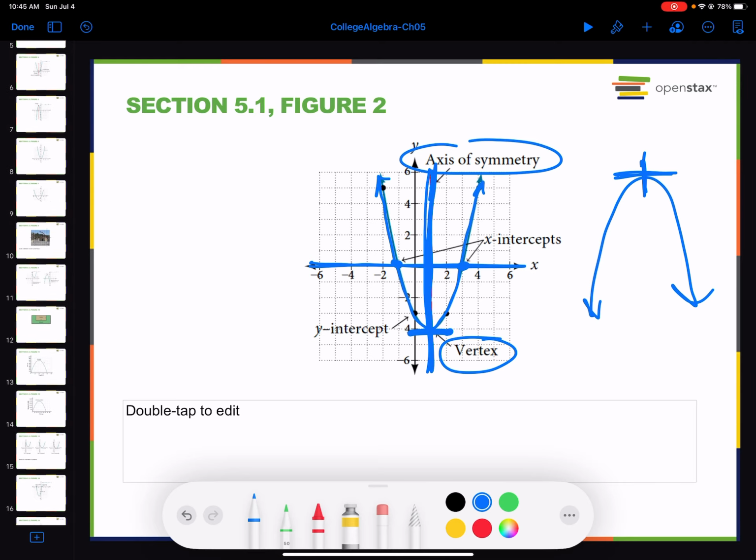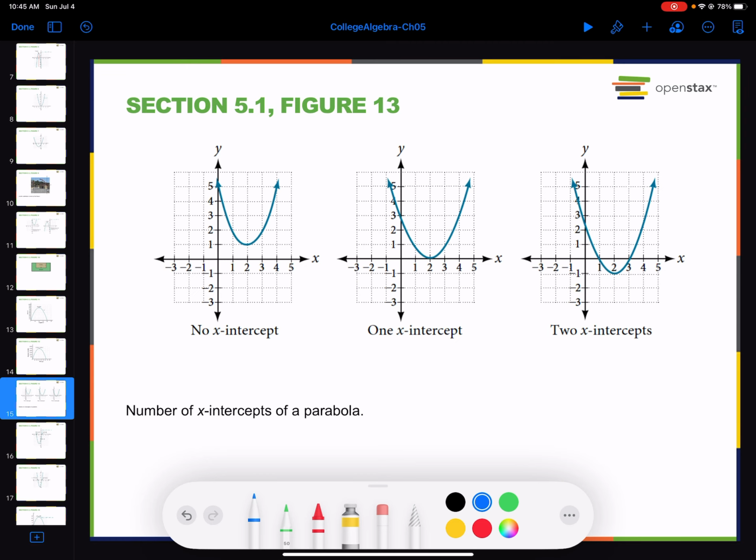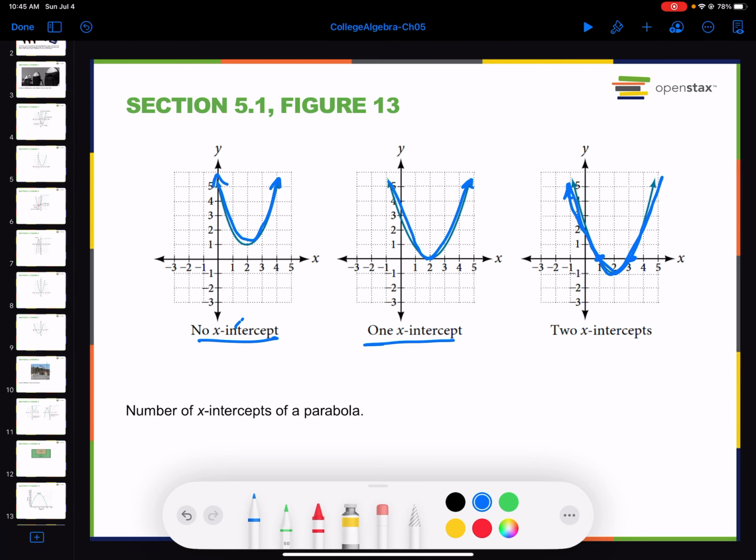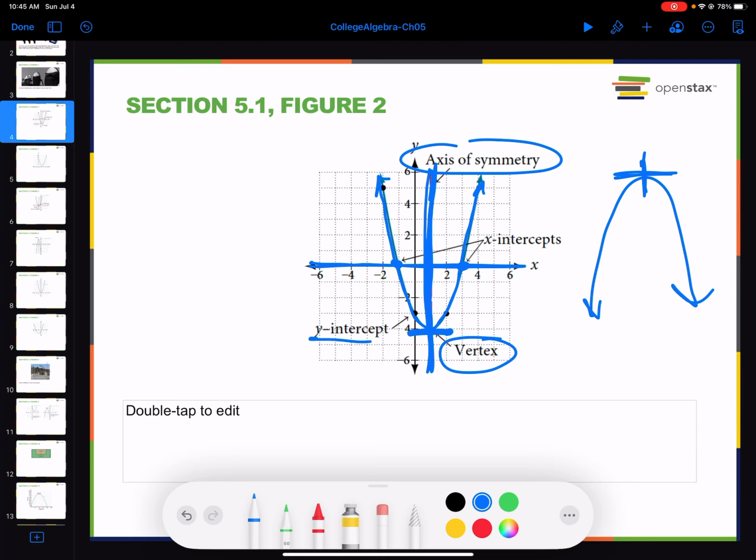You have a couple different situations right here. So here you would have no x-intercepts at all because the parabola is above the x-axis. In this case, you would have one x-intercept because it comes and touches the axis and goes back up again. And then in this case, you would have two x-intercepts because it actually completely overlaps the x-axis. So those are the three situations that you'll have. And then the last one is the y-intercept. So that's the point where the parabola crosses the y-axis right there.